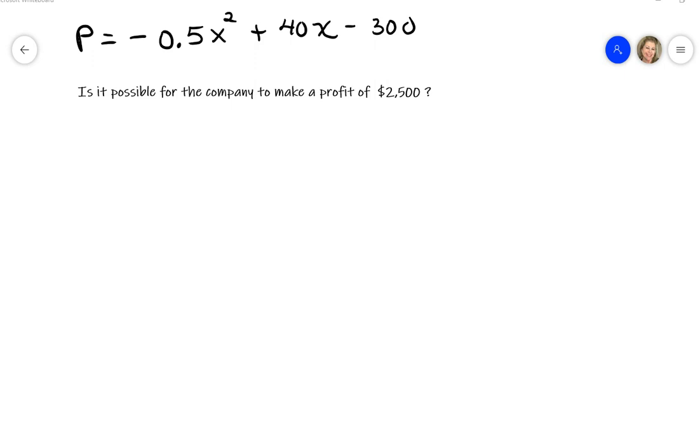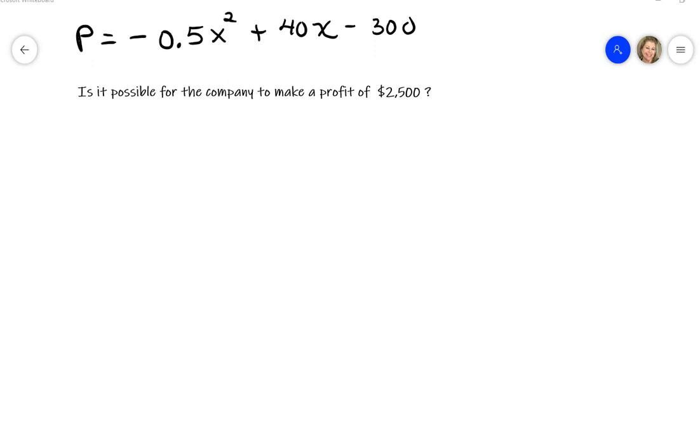Okay, and I got one last part. What if I asked you, is it possible for your company to make a profit of $2,500? Is it possible? Well, just like in the previous video where it asked me how many X's it would take to get a profit of just 50 bucks, the question is, could you make a profit of 2,500?